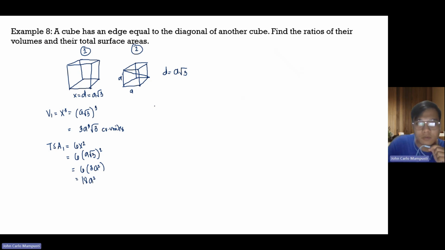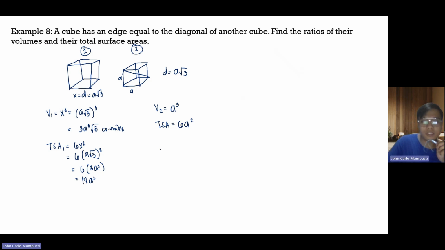Next one, kunin natin yung volume ng second cube natin. So, this is equal to a cubed, di ba? Ganun lang kadali, no? Kasi a naman yung sides niya. Next one, for the total surface area, this is equal to, ganun lang din, 6a squared. Okay, kasi a yung side niya.